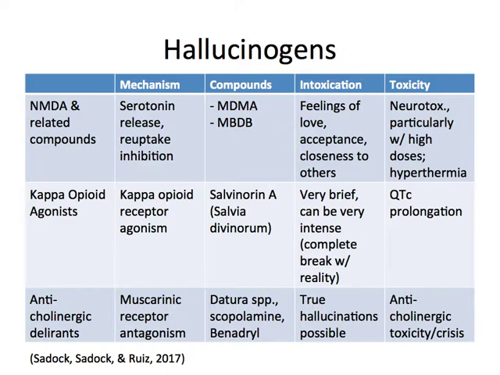Anticholinergic deliriants function by muscarinic receptor antagonism. These include datura, scopolamine, and Benadryl. Intoxication can produce true hallucinations, and in toxicity, it can produce anticholinergic toxicity in crisis.